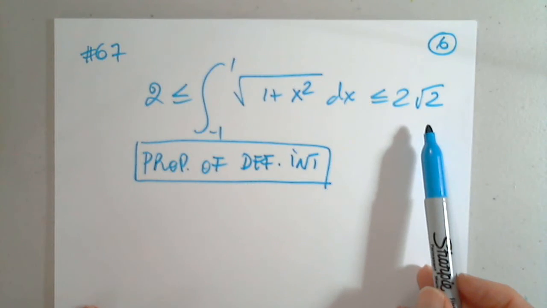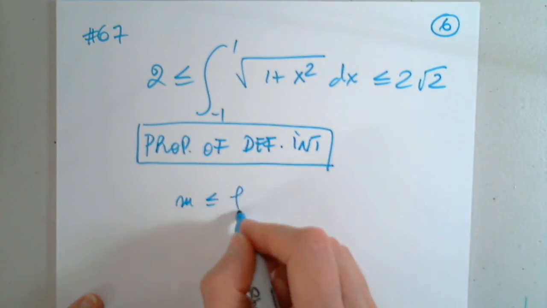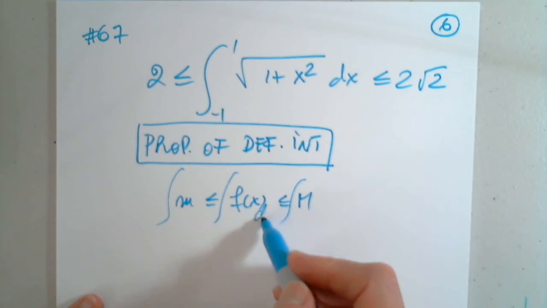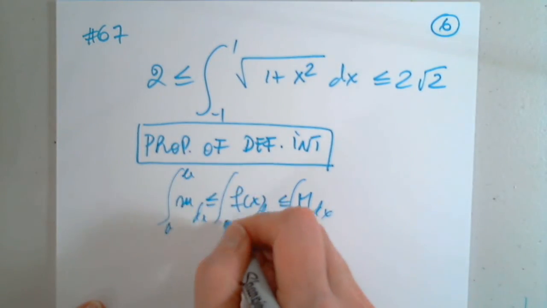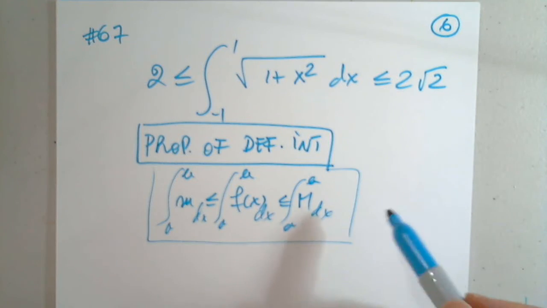Well, we have a property like this. If you remember, we had that property: m less than or equal to f of x, less than or equal to M, and then we integrate. Of course, dx, don't forget dx. And of course, from a to b. Okay, so this is what we are looking at. This is the property that needs to be applied here.